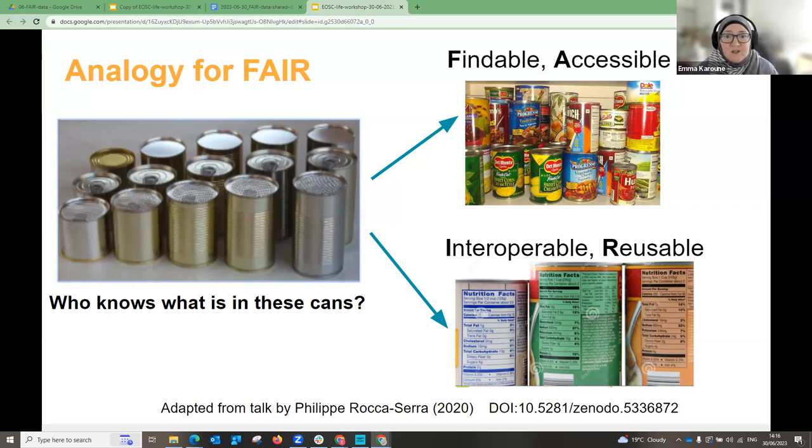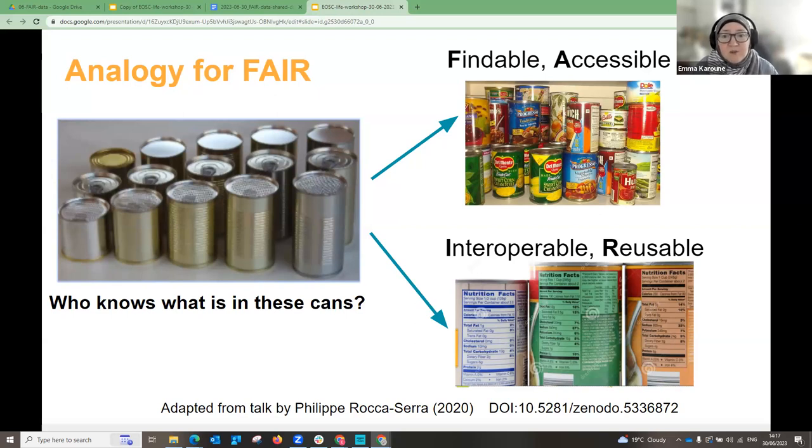So to give you an analogy to explain the FAIR principles, I'm going to use food cans to represent data. So for this picture of the cans on the left, who knows what is inside these cans? How would you know where to find them in a supermarket, or how the food inside could be used? So really, you can't know that from these cans, because they don't have any labels on them. And so the labels on the outside of food cans are important to help us find the products we want. So this is what is meant by findable.